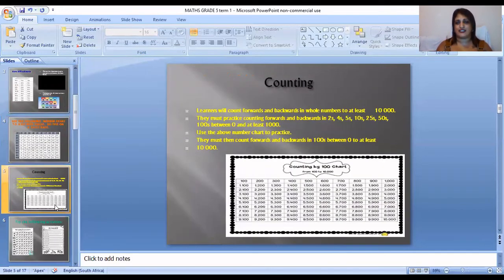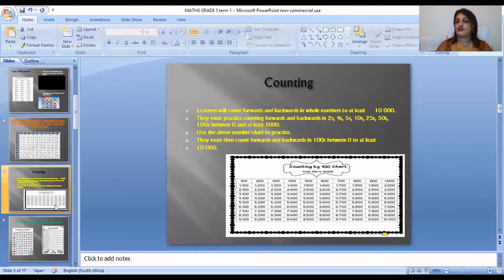Now let's go to counting. Counting, right? We will be able to do it forwards and backwards. You must be able to count forwards and backwards. So write it out, practice it. Take certain numbers, for example. You're going to learn to count up to 10,000. But we will start with the easier number, 1,000.